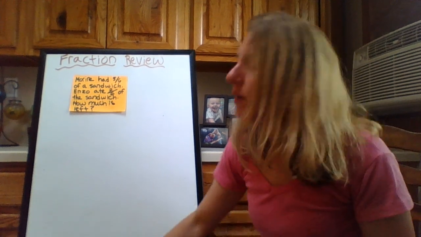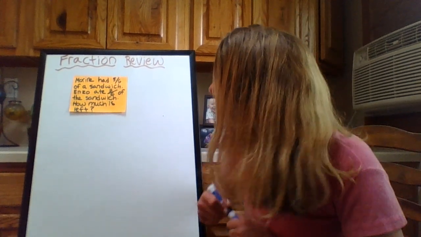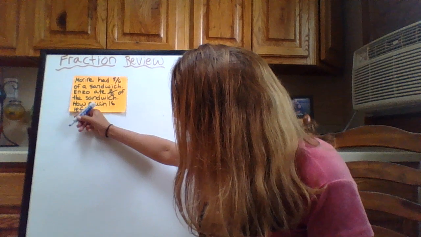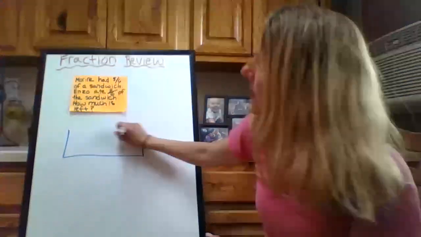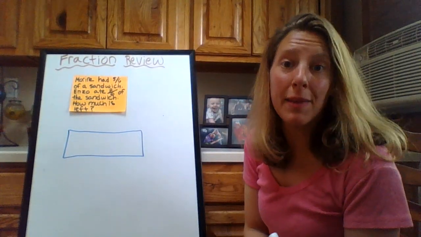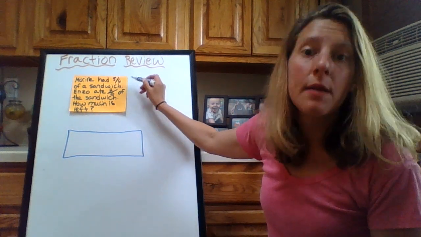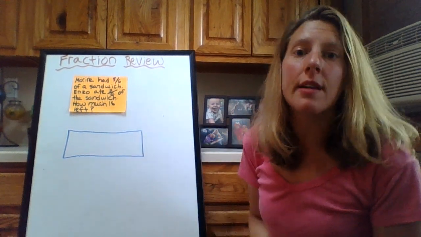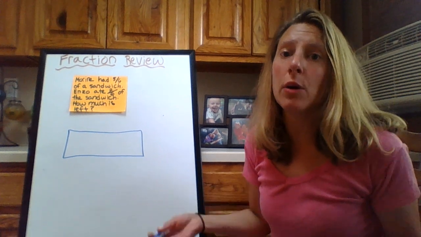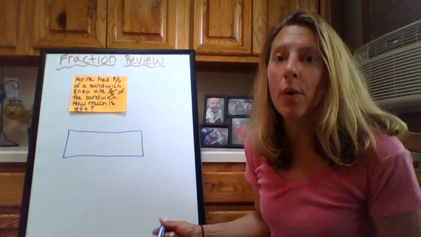So if we wanted, we could draw a picture. I could draw a rectangle to represent my sandwich, and then I could divide it into 6ths, because that's the bottom number. That's the denominator. That tells me how many equal pieces make up the whole.